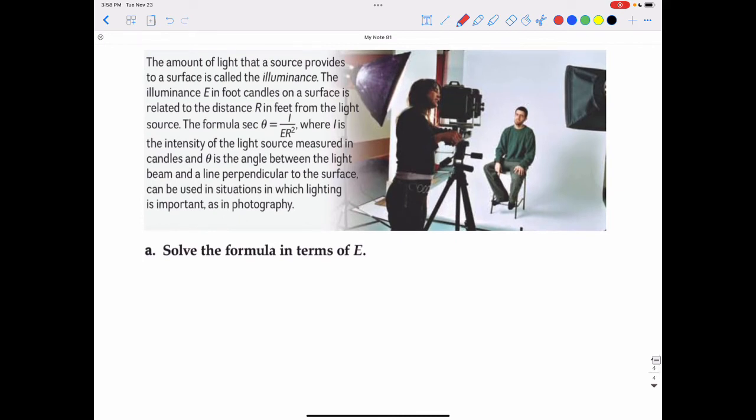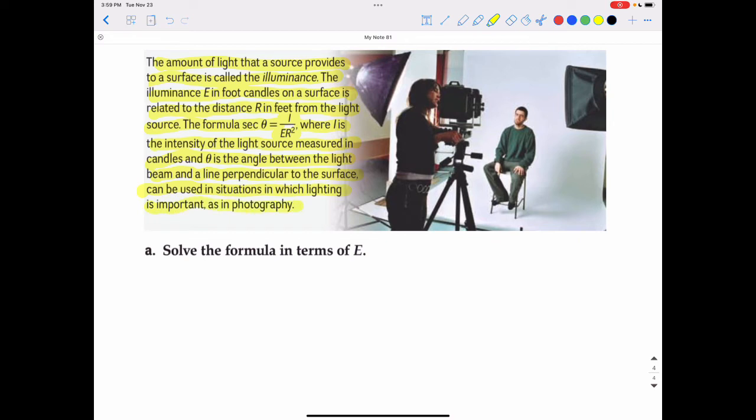Finally, there's a lot of real-world examples we can use these trig identities with. The amount of light that a source provides to a surface is called its illuminance. The illuminance E in foot candles on a surface is related to the distance r in feet from the light source. The formula secant theta equals I over ER squared, where I is the intensity of the light source measured in candles, and theta is the angle between the light beam and a light perpendicular to the surface, can be used in situations in which the lighting is important, as in photography.